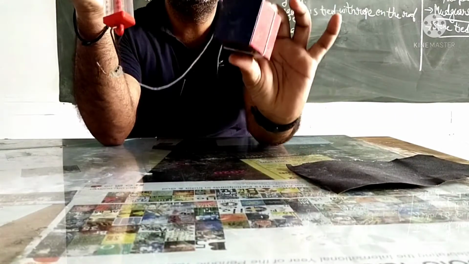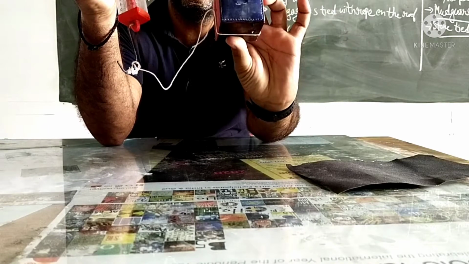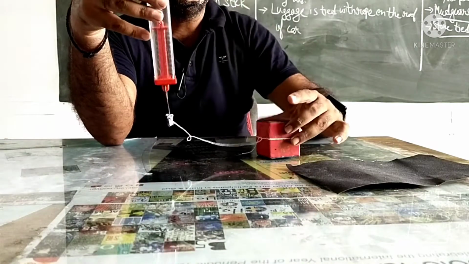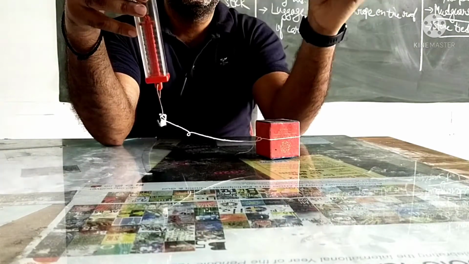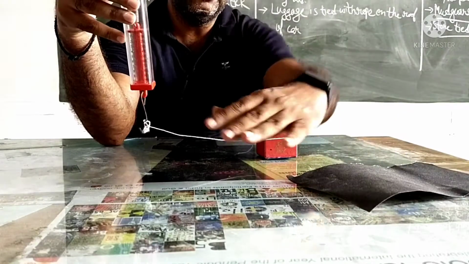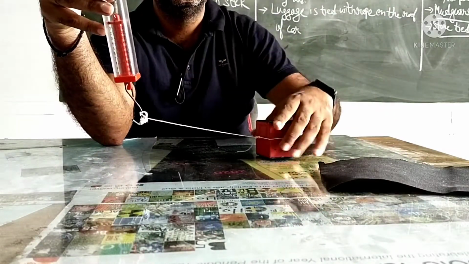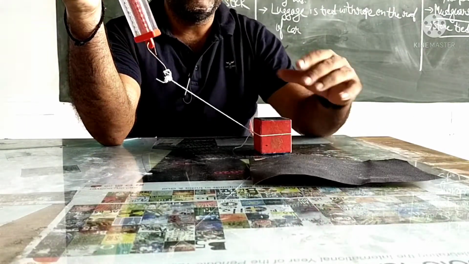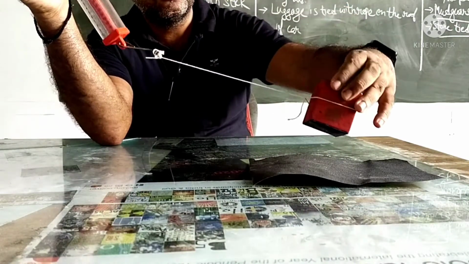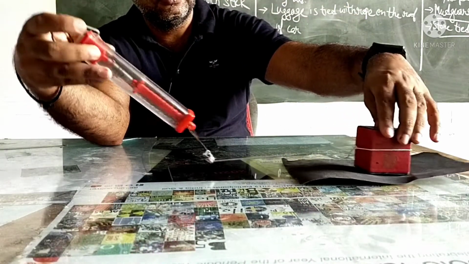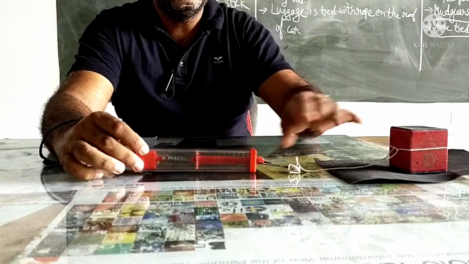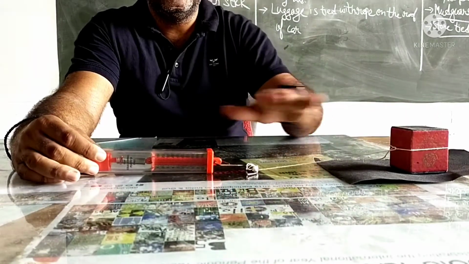And I have one box, a cube box, anything you can take. And then I am using one sandpaper as a rough surface. And here is glass on my table, which will act as the smooth surface. So I will keep that box over the rough surface, and this is my spring balance.